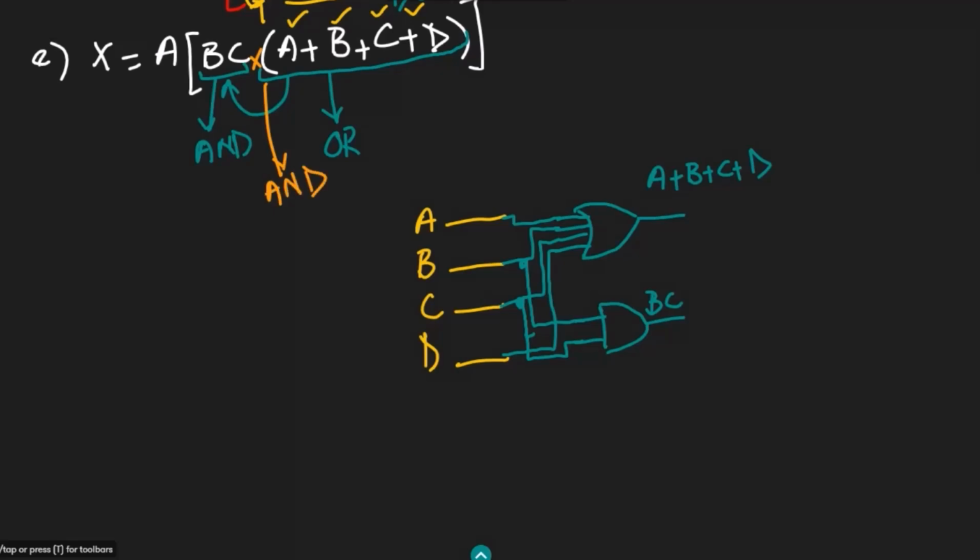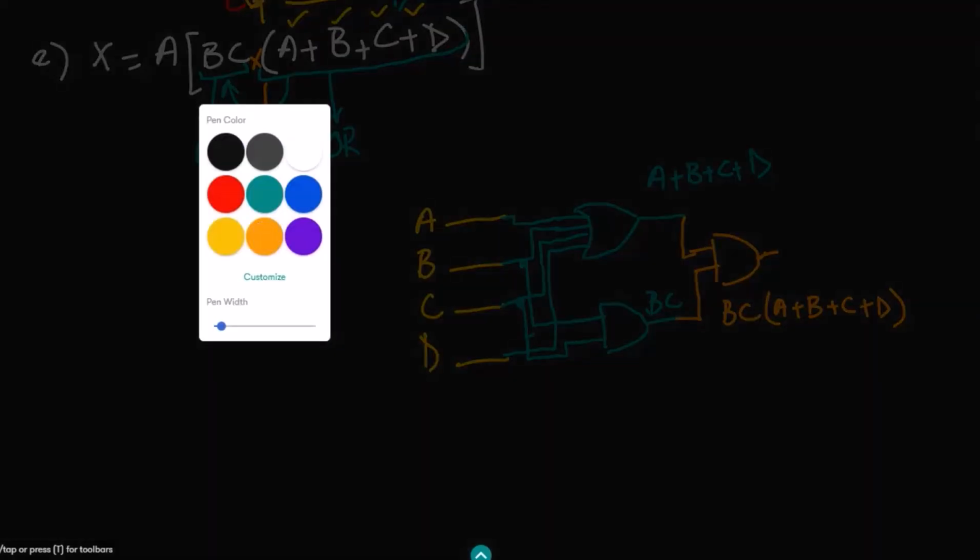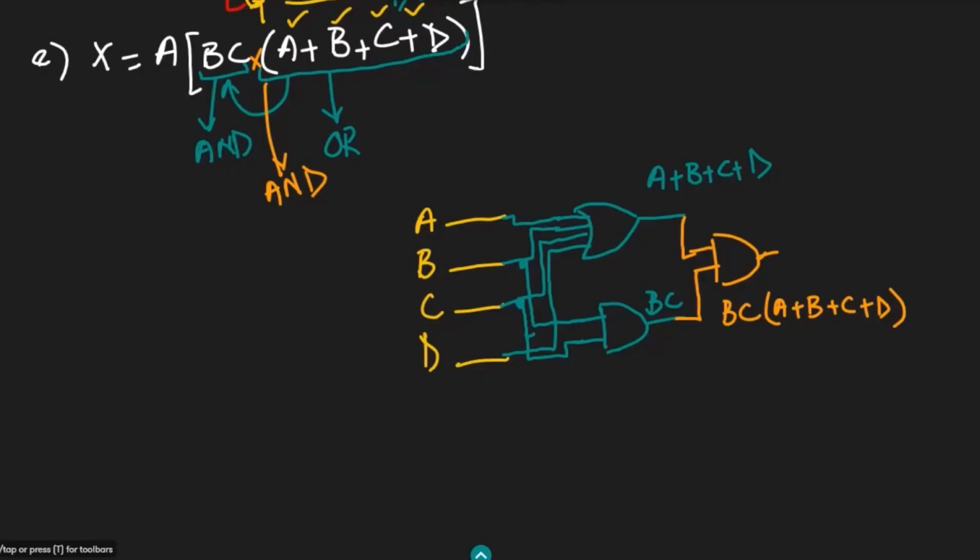So here I have to use a two-input AND gate, to which I will have two inputs. This is the first input, this is the second input, and the output of it will be BC times (A plus B plus C plus D). So this is the overall thing which is here.